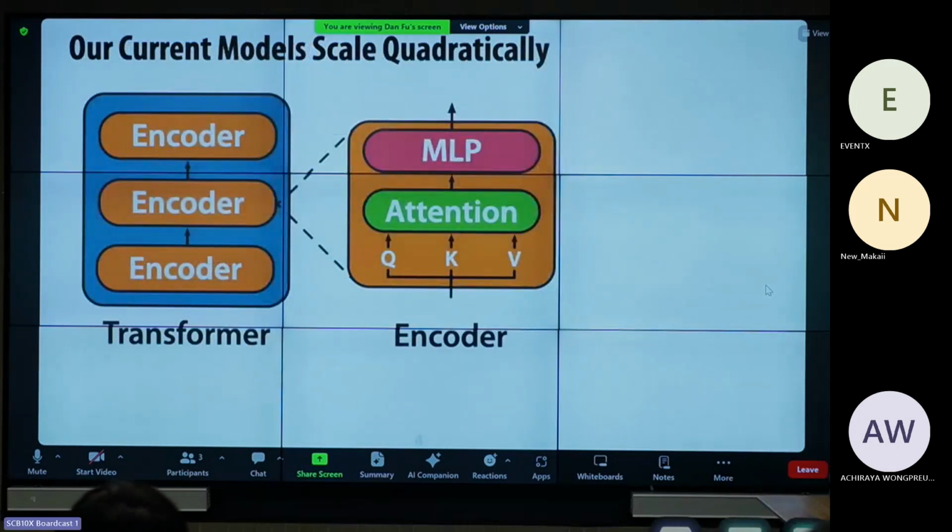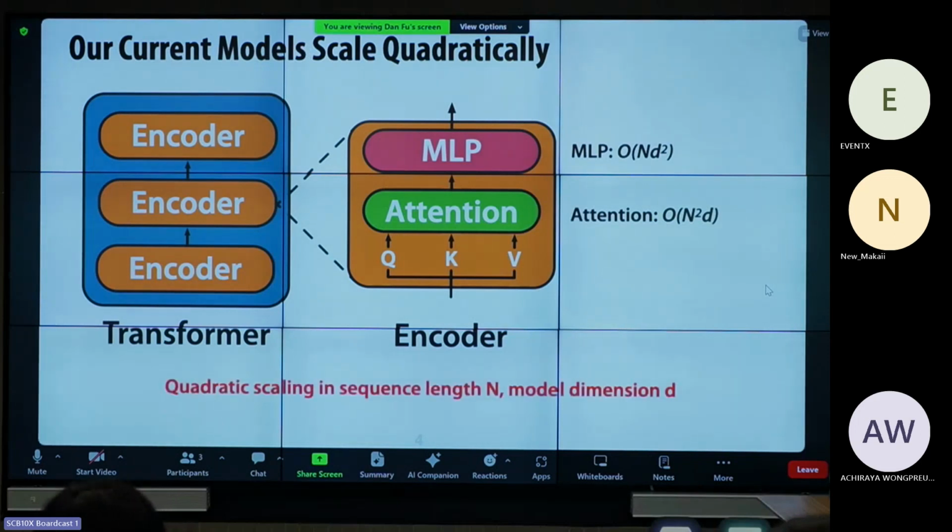We started scaling along these two axes, but it's actually been extremely expensive. That's because our current models are quadratic on these two axes that we're scaling. Attention is quadratic in the sequence length N, and the MLPs are quadratic in the model dimension D. That's why, when we say that we have a trillion parameter model, it's because we're scaling these MLPs so wide in the model dimension.